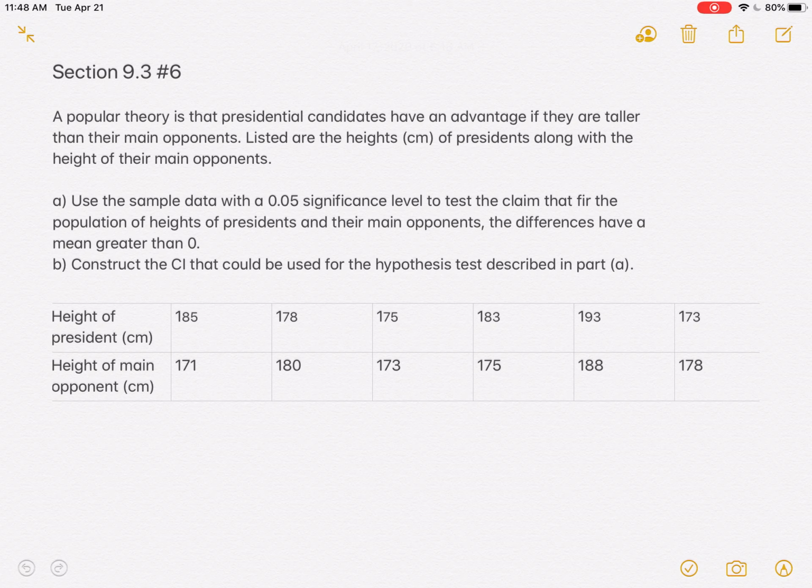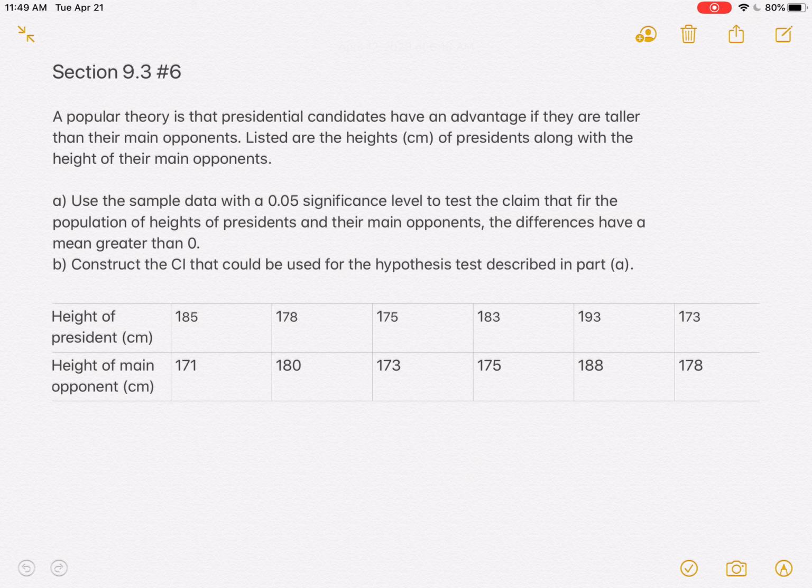All right, here's an example of a 9.3 problem. I chose 9.3 number 6, and you can read it here. It's talking about how they feel a popular theory is that presidential candidates have an advantage if they're taller than their main opponents. And so what they listed out was a group of 6 presidents and their heights, as well as the height of their main opponent that year.